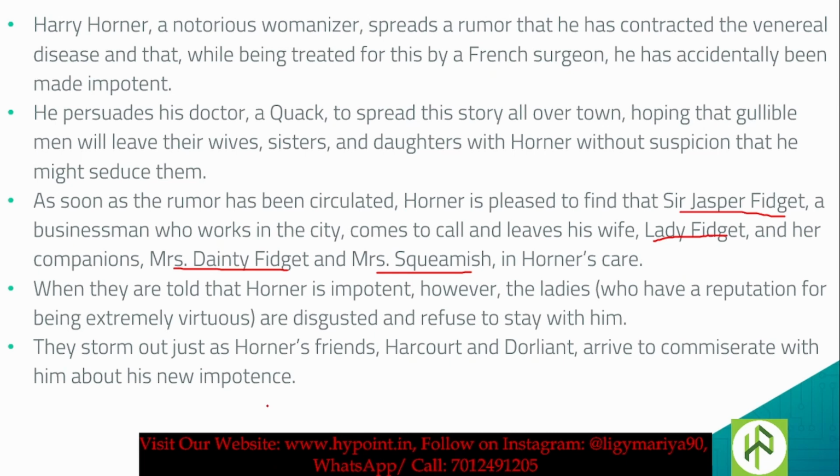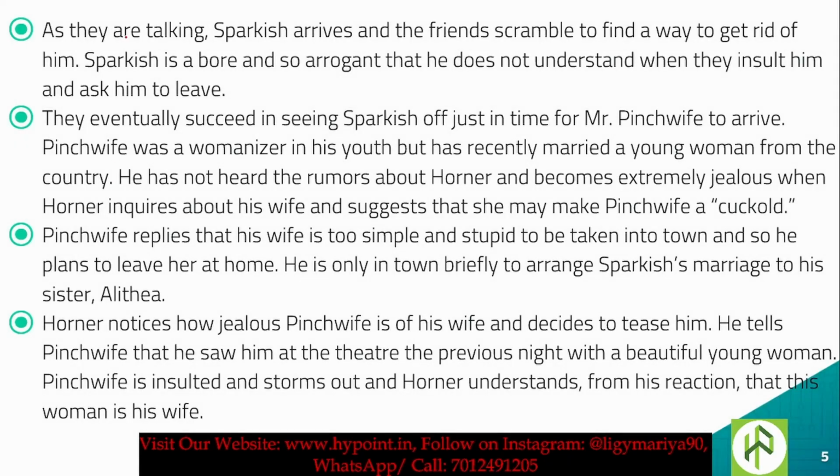They storm out just as Horner's friends Harcourt and Dorilant arrive to commiserate with him about his new impotence. As the women were storming out from Horner's room, Harcourt and Dorilant came to talk about the rumor of impotence and all. Now what happens? As they are talking, another character, Sparkish, arrives, and the friends scramble to find a way to get rid of him.